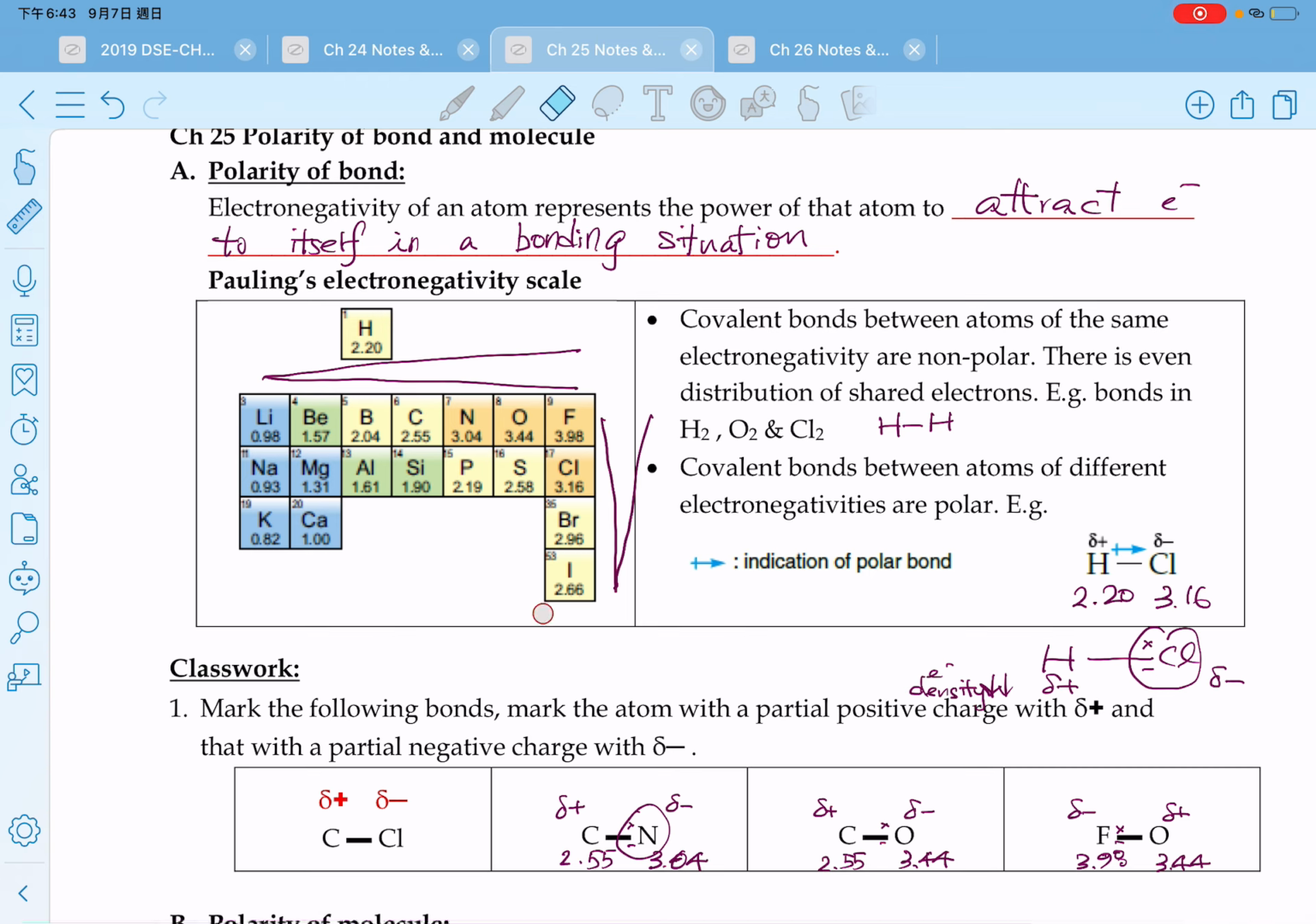If you get more electron shells, that means the protons are further away from the outermost shell electrons. As a result, iodine has more electron shells, and hence its ability to attract the electrons is lower than that of fluorine.